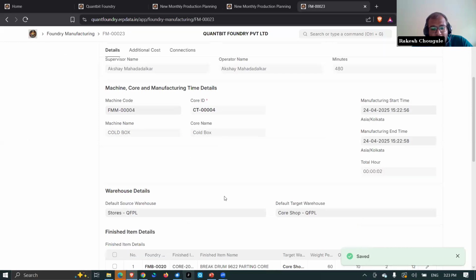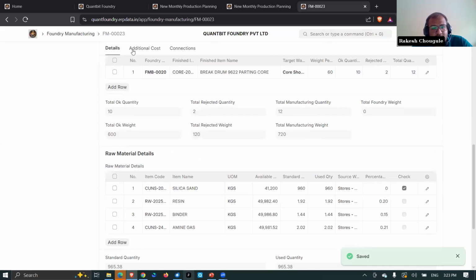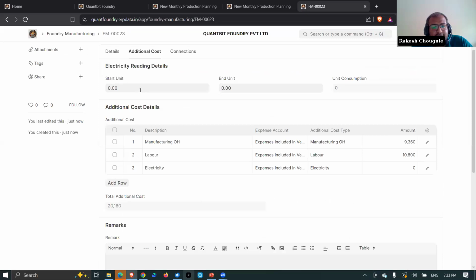There is raw material included in this production. Then we have to add electricity consumption. Let's say 1200 units initial consumption, then 1300 ending consumption. Then if I save it, you can see the manufacturing overhead is calculated, labor overhead accordingly calculated, electricity overhead also calculated. So we track each and everything during the production entry: raw material, manufacturing overhead, labor, electricity, all things.